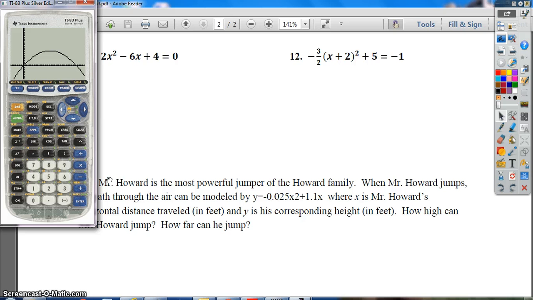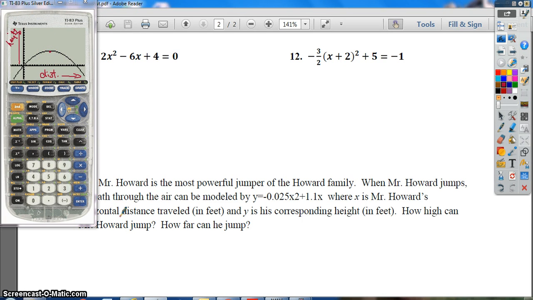Now, we want to figure out what? x is horizontal distance traveled, and y is the corresponding height in feet. So this is your height. And this is distance going across. Okay? So, how high can Mr. Howard jump? Well, the highest point on this arc is the maximum.